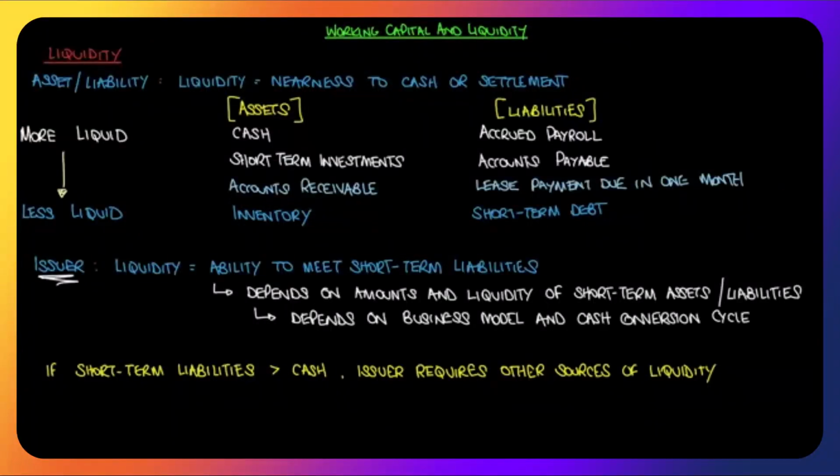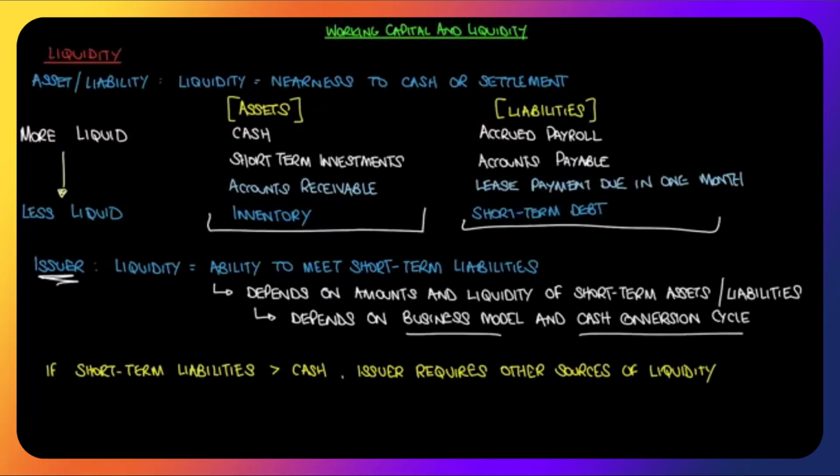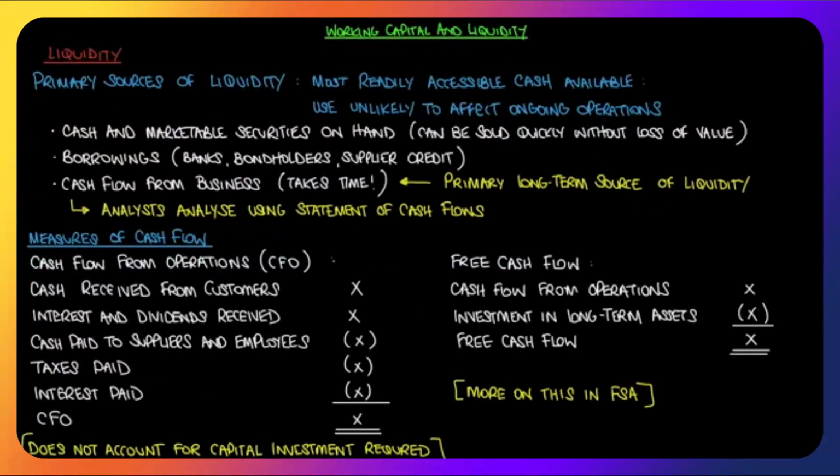You would like to have a bunch of liquid short-term assets that you can quickly liquidate to pay off your required short-term liabilities. Whether you do or not depends on your business model and, old friend, cash conversion cycle. If you end up in a situation where your short-term liabilities are greater than your cash, you have to find another source of liquidity, whether it comes from these or whether you have to look elsewhere and raise some more finance. And what might those sources be?